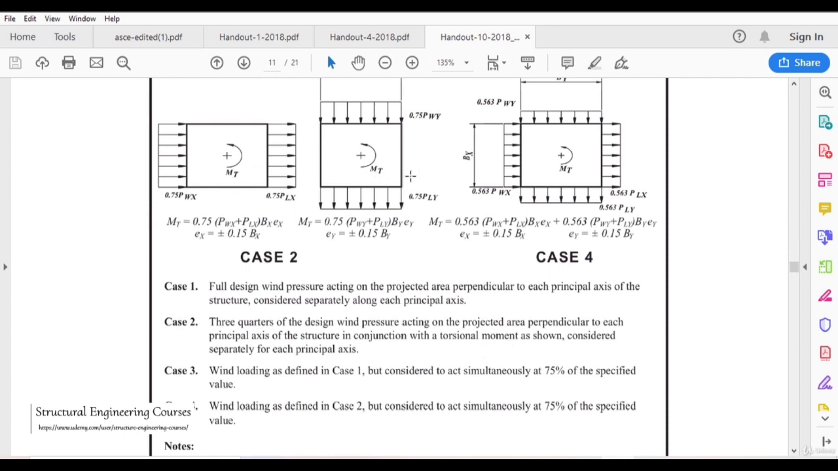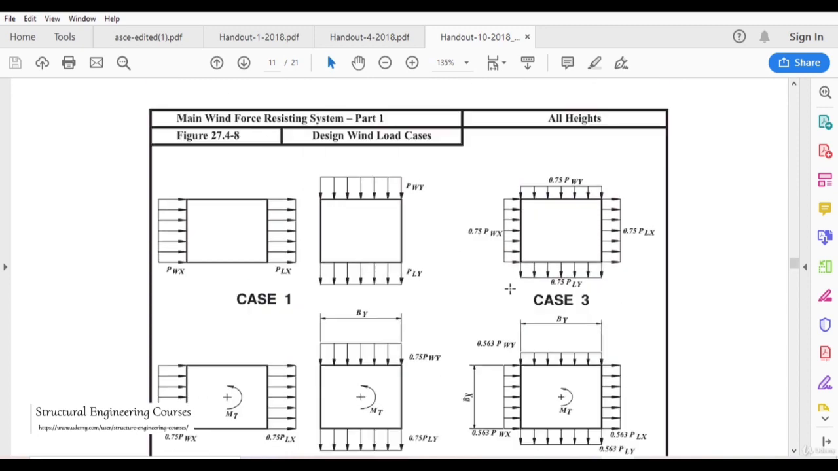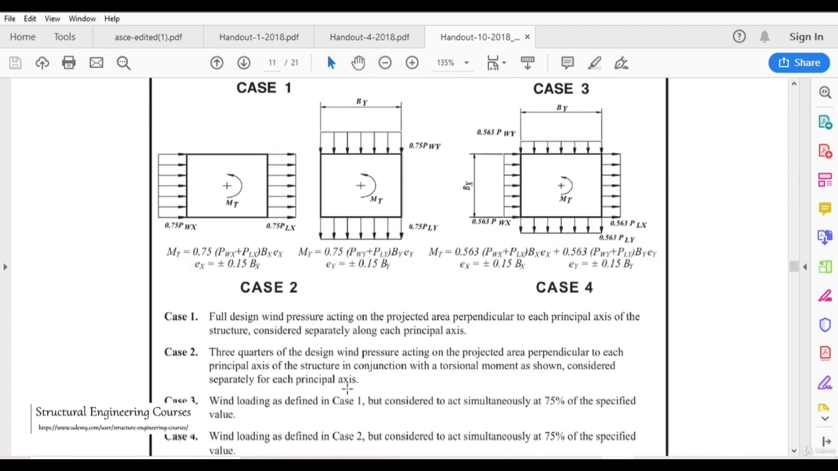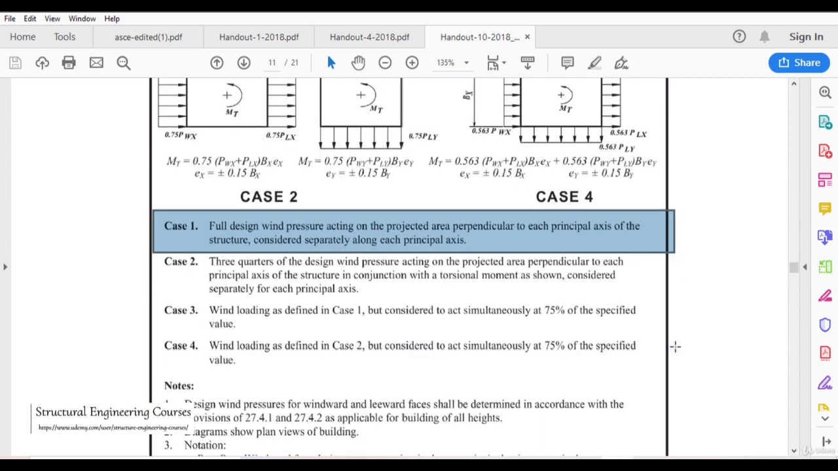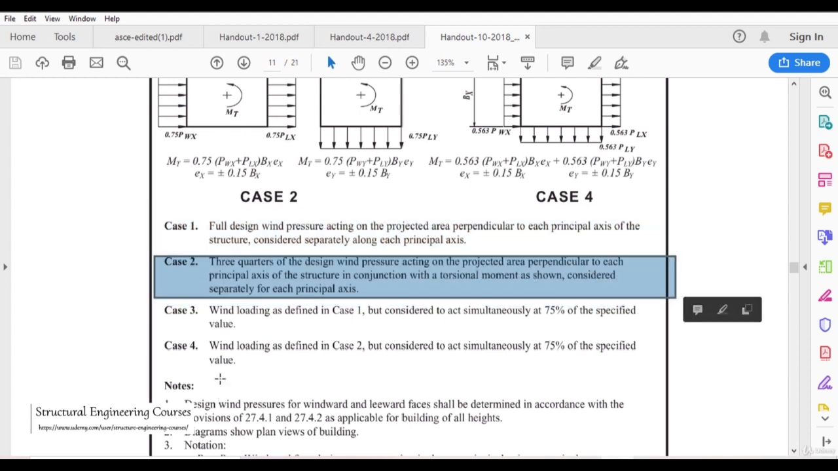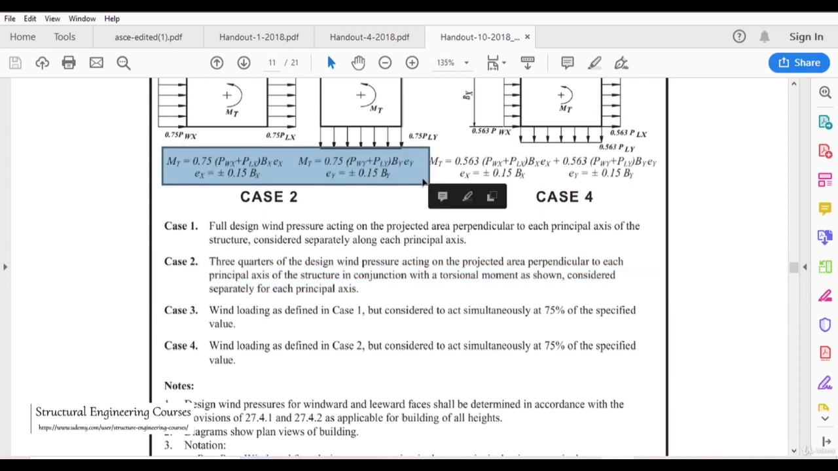Case number 3 is this area. It is wind loading as defined in case 1, this part here, but considered to act simultaneously at 75% of the specified value. And case number 4 is wind loading as defined in this case here. Whatever loading we are applying here, they have taken 75% of that value.